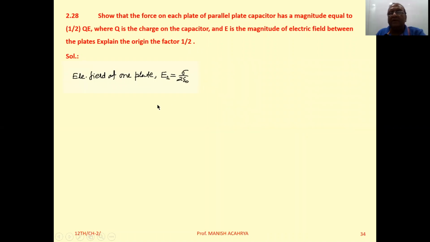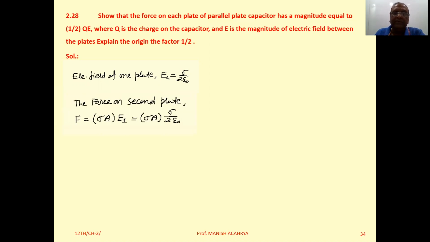Now, the electric field of any charged plate is given by the equation sigma upon 2 epsilon 0. In chapter 1 we derived this. Now, when another plate is placed against the first one, we can say that the second charged plate is in the electric field of the first one, and there is charge Q.